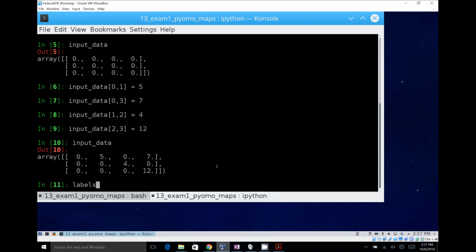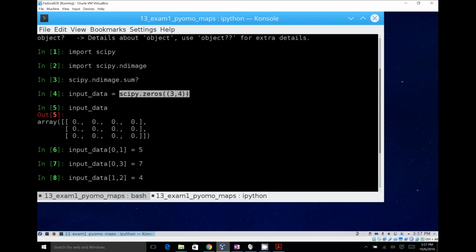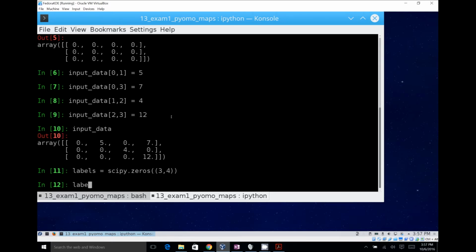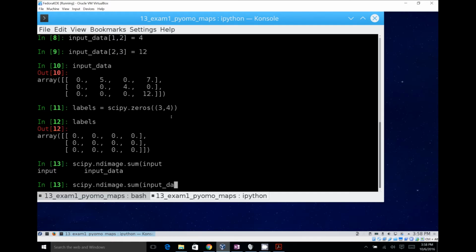Okay, so now let's put some labels on it, which is going to look, let's say, the same. It's going to be the same size as the input data. That's how I generally use it. And it actually does broadcasting of the labels, so that if it's not the same size, it's going to broadcast it out so that it is the same size. Okay. So let's then use scipy.ndimage.sum of the input data and these labels. And then I have to specify some outputs, right?